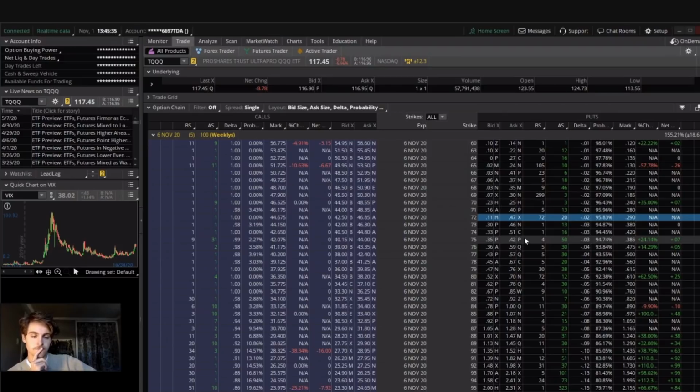So there's a lot. Once you start credit spreads, you're going to open yourself up to a whole new world of option trading. It's going to be really lucrative, hopefully for you.